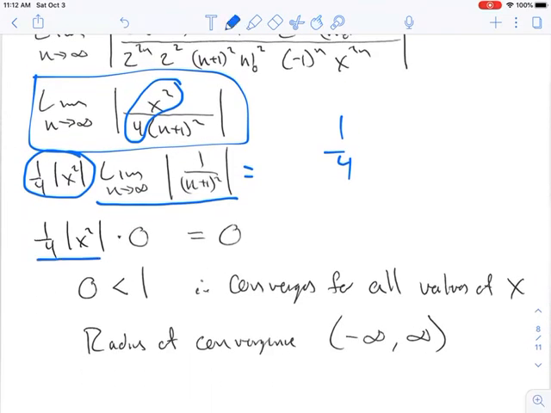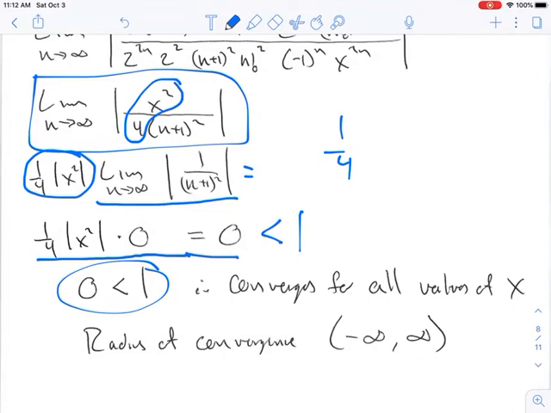So we have 1/4 times the absolute value of x squared times 0, which of course is equal to 0. Well, 0 is less than 1. So by the ratio test, we want this to be less than 1. Well, when is this less than 1? 0 is always less than 1, no matter what the value of x is.